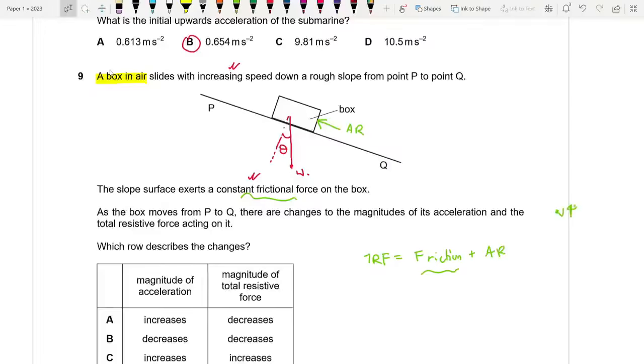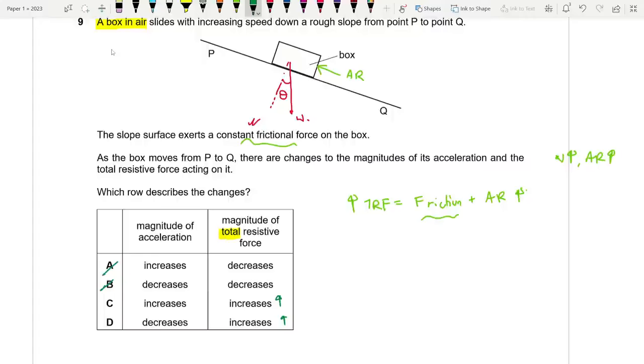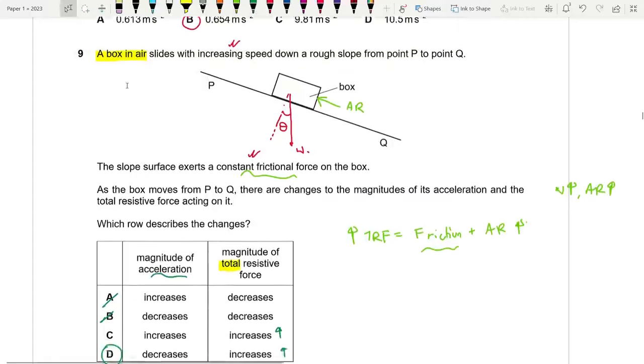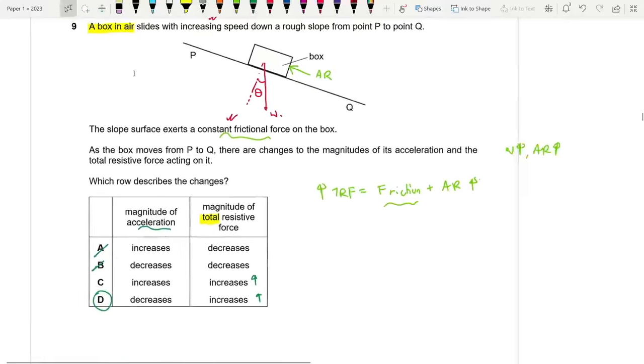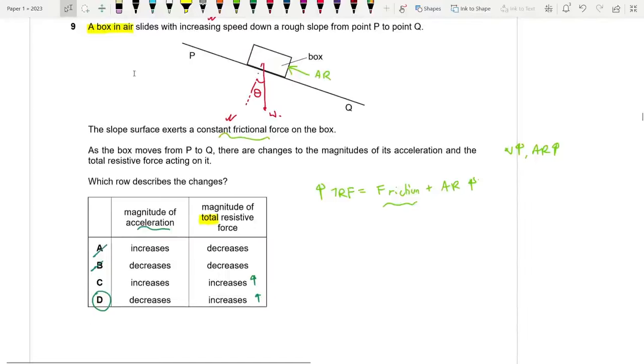So as the air resistance increases, the total resistive force, this is the keyword, total resistive force, has to increase. So it's between C and D. If the total resistive force increases, what will happen to the acceleration? The acceleration will decrease. That is the answer to question number 9. Really, this was a great question, honestly. You had to tread carefully.